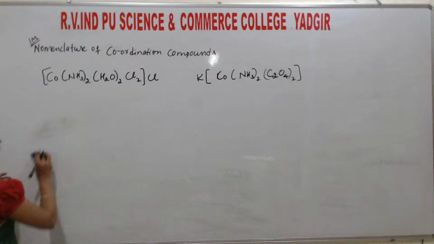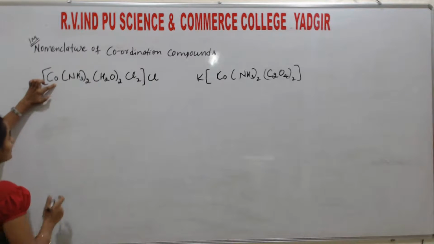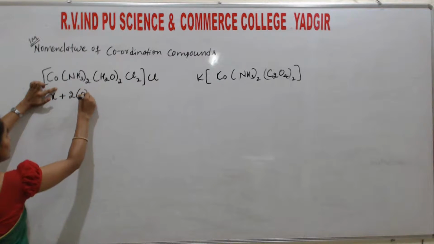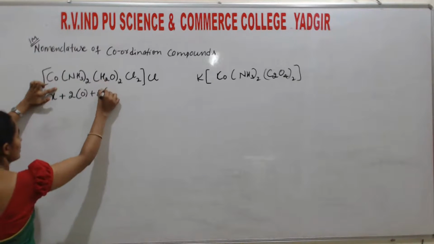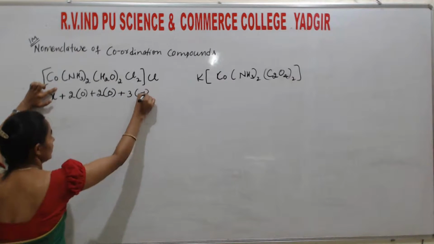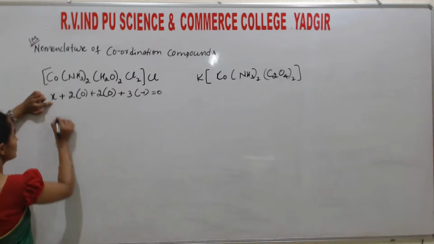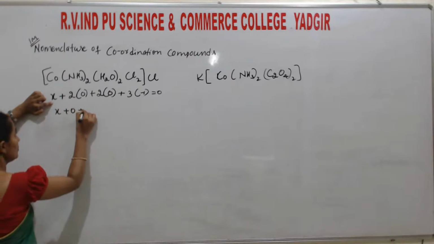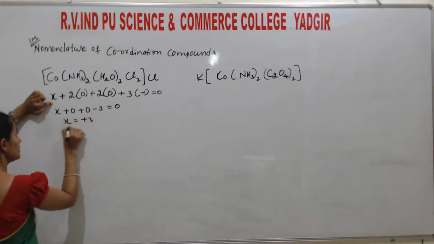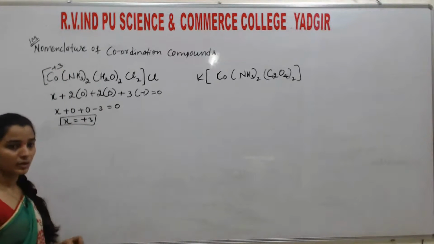Okay, so students, if we want to calculate the oxidation state, first cobalt is there, x plus 2 into NH3 means 0, plus 2 into H2O means 0. These 3 Cl atoms are there, minus 1, that is equal to 0. Correct? So x plus 0 plus 0 minus 3 is equal to 0, x is equal to plus 3. We have the oxidation state of cobalt in this complex is plus 3.